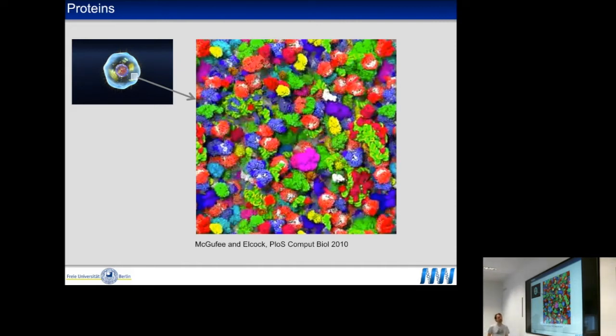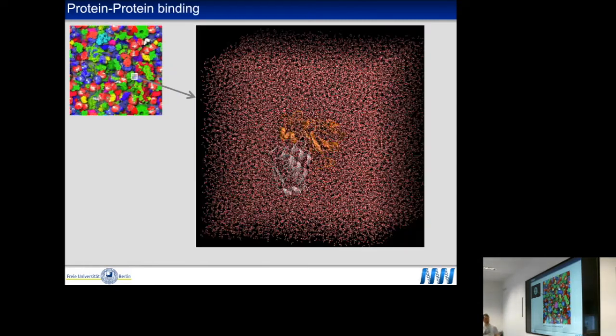So that's one of the reasons why we use simulations. Unfortunately, simulations, if we want to resolve atomistic dynamics, are very expensive. So this is a simulation box which shows mostly water and 2 small proteins, Barnase and Barstar.